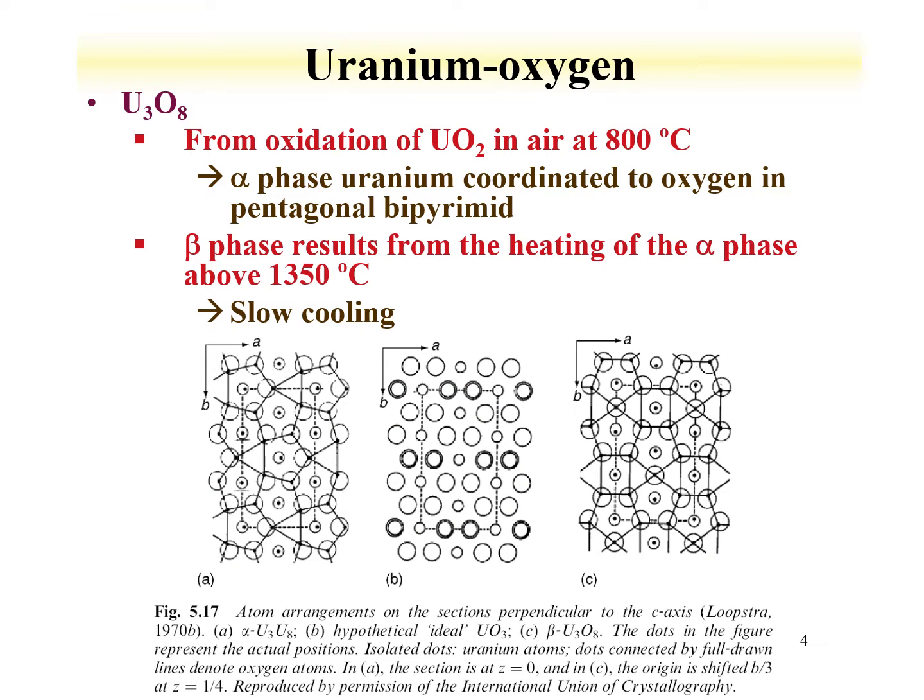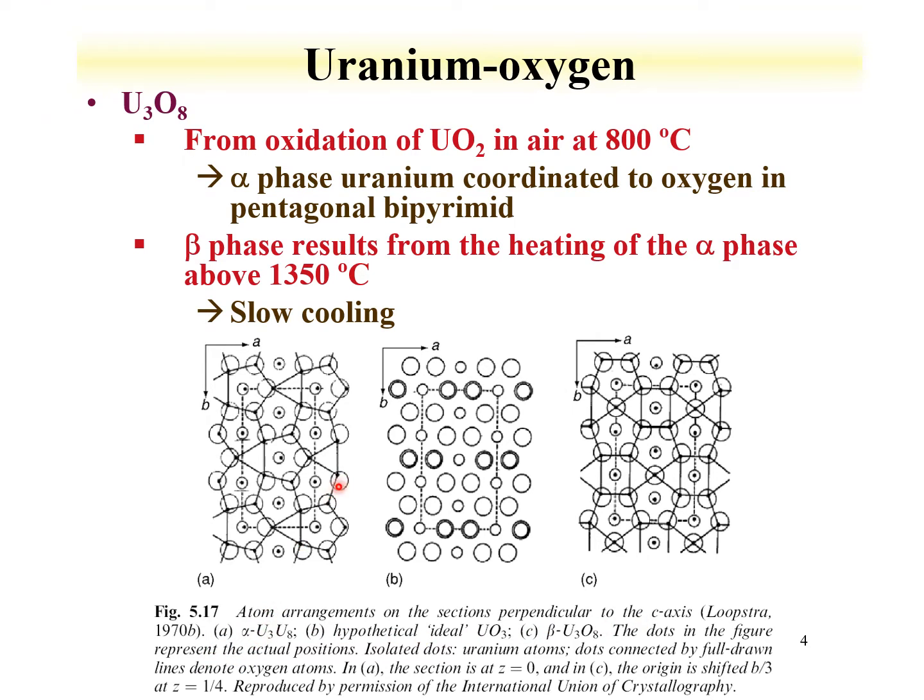Another important uranium oxide species is U3O8, and this is formed from the oxidation of UO₂ in air at 800 degrees. There's two phases, an alpha phase and a beta phase. That means it's U3O8 with different structures. And pictured here are some of the different structures.